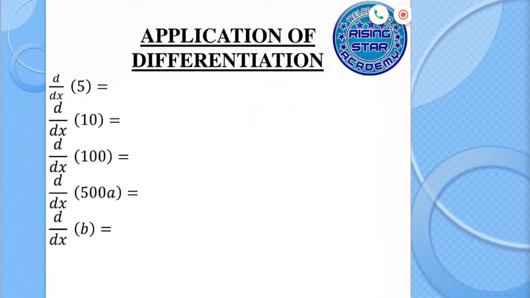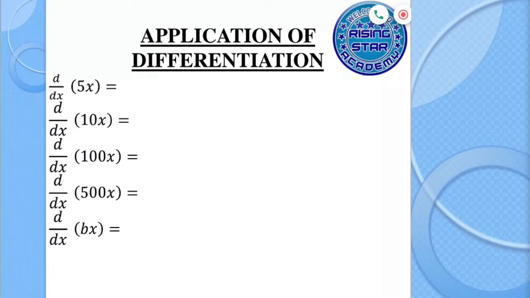Now we apply these rules on these particular problems. The derivative of 5: we know that 5 is a constant number, so the derivative becomes 0. Similarly, 10 is also a constant number, so the answer is 0. 100 is a constant number, the derivative of 100 is 0. 500a is also a constant number, the derivative is 0. b is also a constant number, the derivative of b is 0.